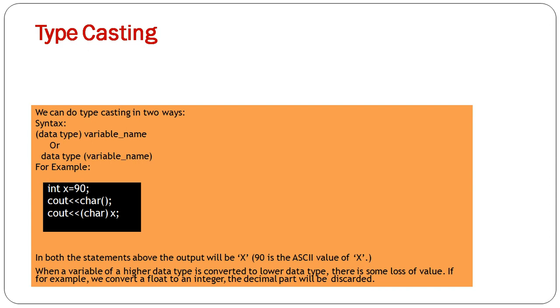Similarly here, x equal to 90, but we want it in char format. So we are getting the output as capital X, because the values differ for capital X and small x. But whenever a variable of higher data type is converted to lower data type, there is some loss of value. If we convert float to integer, the decimal part will be discarded. This will be the loss.